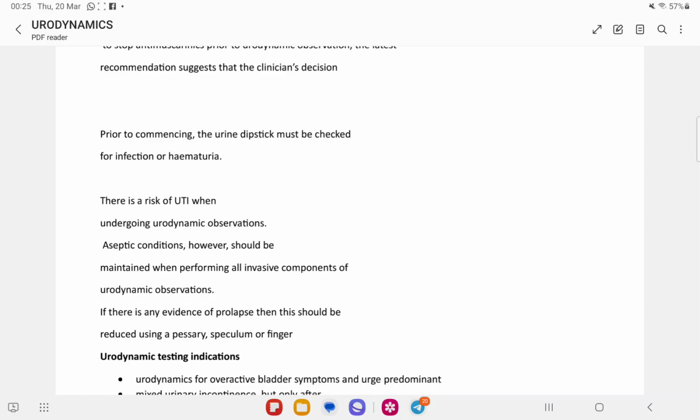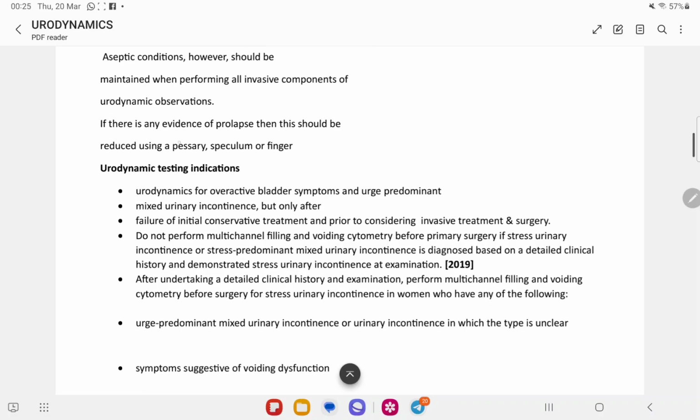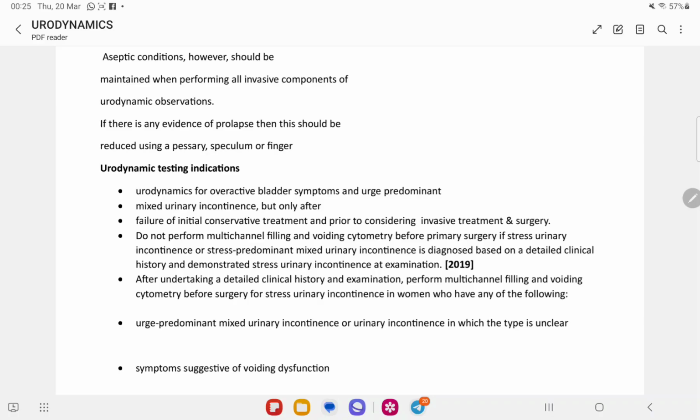Again, along with this procedure, there is a risk of urinary tract infection. So you should make sure that you are doing this procedure under aseptic measures, right? Aseptic conditions. And whenever you are performing all the invasive components of the urodynamic testing, you should be using aseptic measures. If there is any evidence of prolapse, then this should be reduced using a pessary, speculum, or the finger.